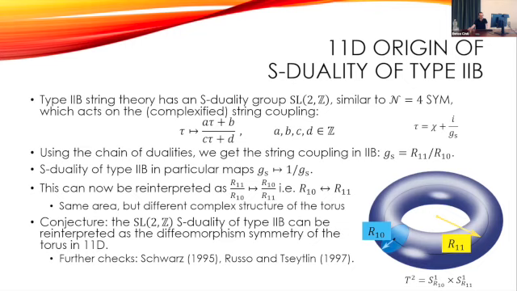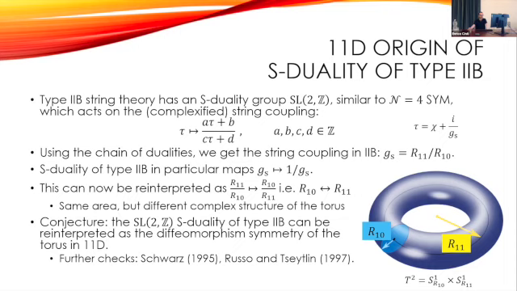So here is again the expression of S-duality that I've mentioned before. The S-duality group is the SL(2,Z) group, similar to what we saw for N=4 super Yang-Mills. Now using this chain of duality, we get that the string coupling constant in type IIB is given by the ratio of the radii R11 divided by R10, by the chain of duality.